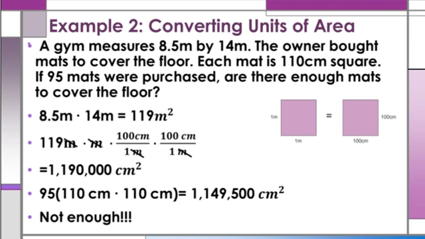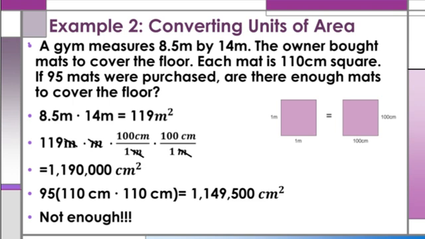Let's look at an example that's been done for us, converting units of area. It says a gym measures 8.5 meters by 14 meters. The owner bought mats to cover the floor. Each mat is 110 square centimeters. If 95 mats were purchased, are there enough mats to cover the floor?